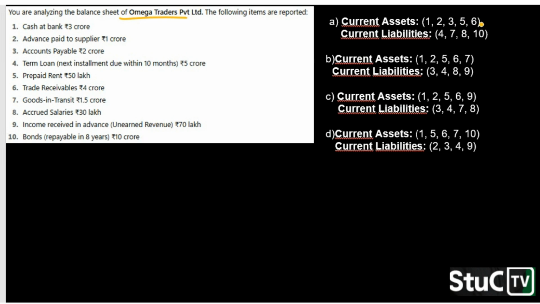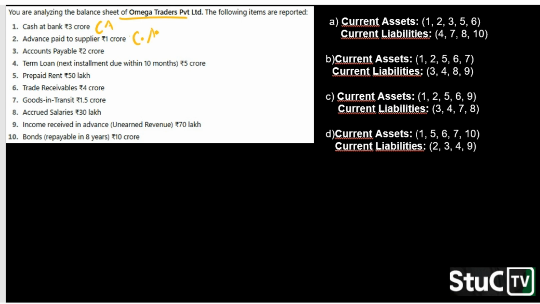Let's check one. Cash at bank is easily a current asset. Two, advance paid to supplier. Yes, it is something which will give benefit in the future, but it is an advance payment, so we will not consider it as an expense now. Right now, we will add it to the current assets portion of the balance sheet.